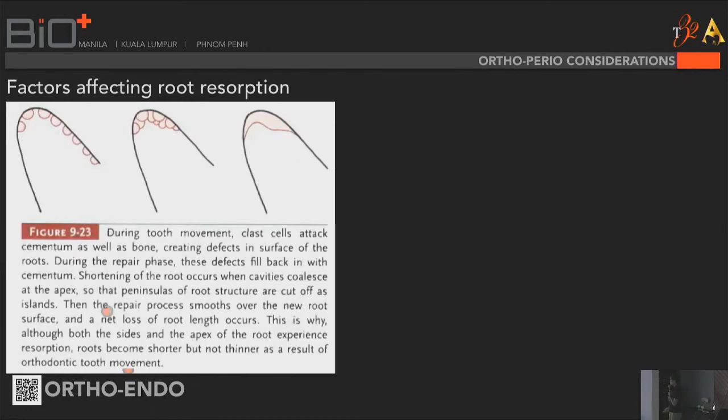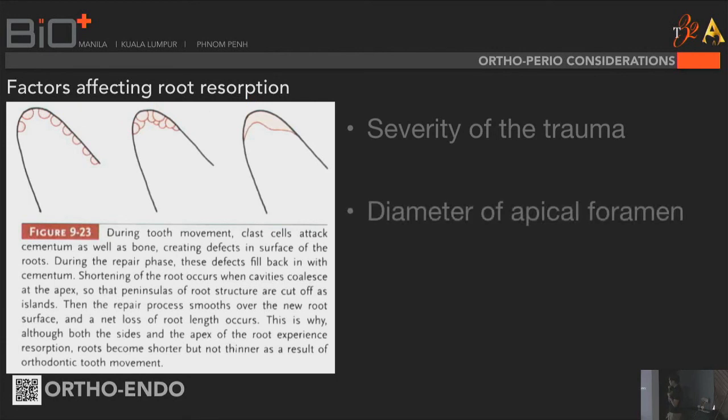Okay, so just a little bit of looking into the factors that are affecting root resorption. We have to look at the severity of the trauma. We have to also observe the diameter of the apical foramen and the presence or history of resorption in the patient.